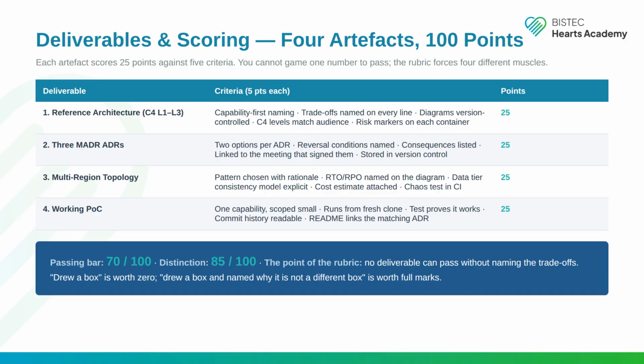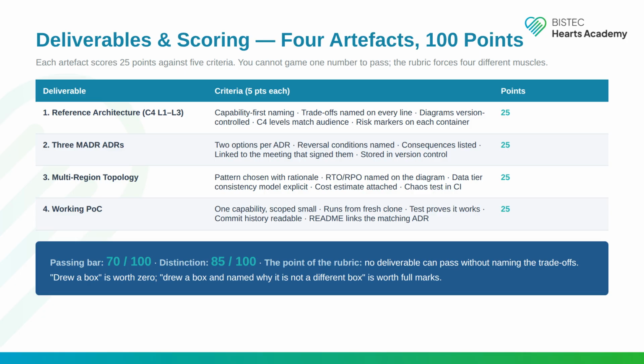Deliverable 4, the working POC, 25 points. 1 capability, scoped small, runs from a fresh clone, test proves it works, commit history is readable, and the README links the matching architecture decision record. A POC without a link to the ADR it validates is just a tutorial.